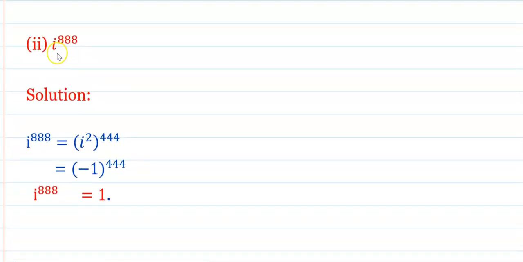i raised to 888 is (i square) raised to 444. The product of the two gives 888. Again, i square means minus 1. Minus 1 raised to 444, and overall you are getting here plus 1.